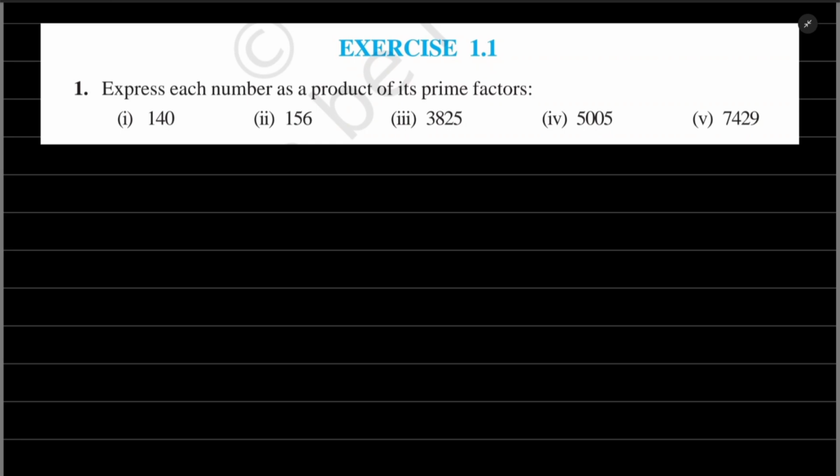So let's begin. This is exercise 1.1 and the question is: express each number as a product of its prime factors. What do you mean by prime factors? Prime numbers are those numbers which have only two factors: one is the number 1 and the second one is the number itself.